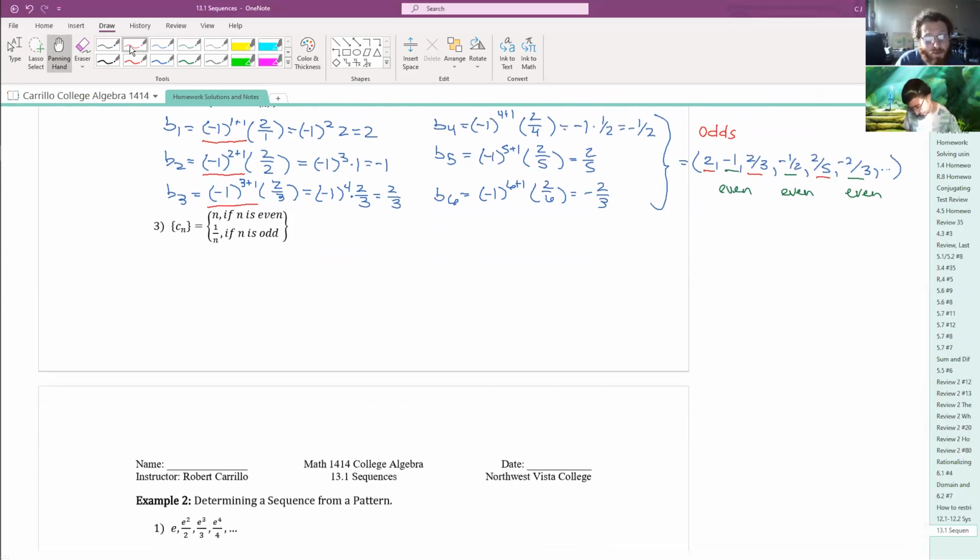Okay, so for this one, C, we have a piecewise definition for this sequence. So let's take a look here. It says that C sub n is equal to n if n is even, and 1 over n if n is odd. So what's our first number we're going to start with? C sub what?